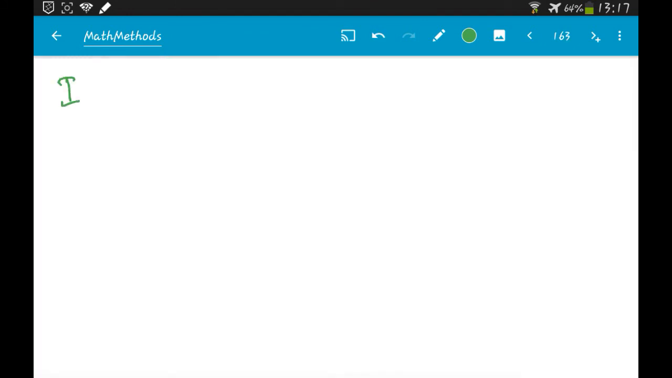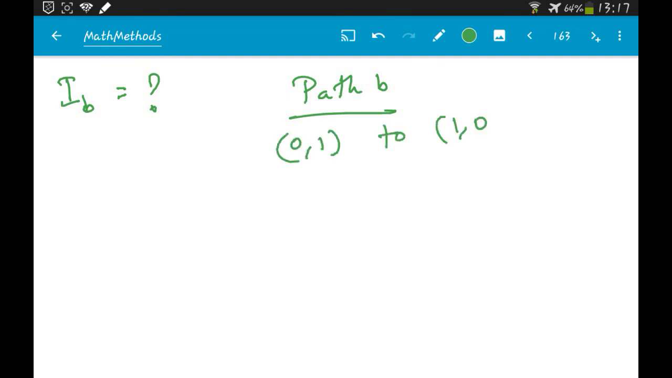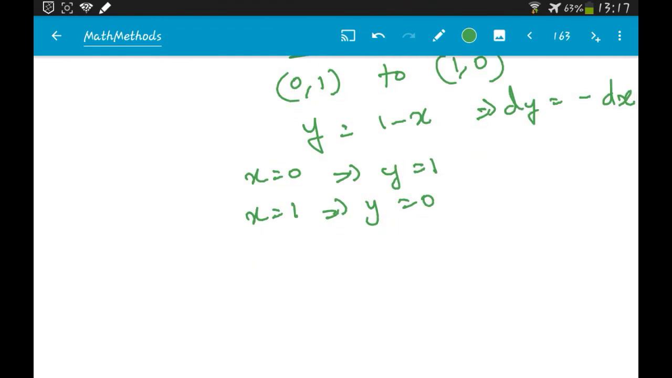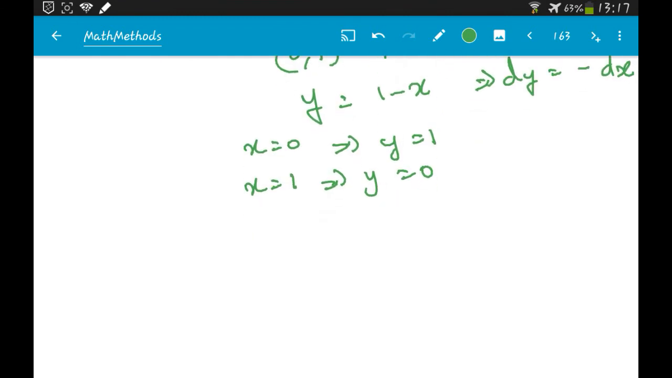And similarly, what is IB? You have to choose path B. Path B goes from 0, 1 to 1, 0, right? And this is a straight line. So y is equal to 1 minus x, right? When x is 0, then y will be 1. When x is 1, y is 0, right? So this satisfies that. And dy is nothing but minus dx.